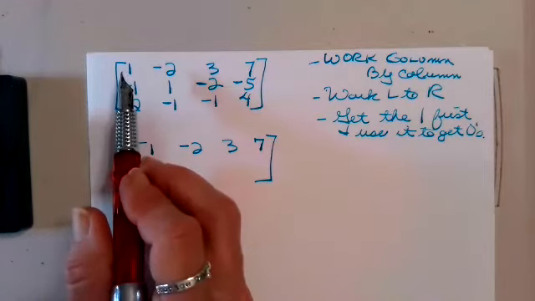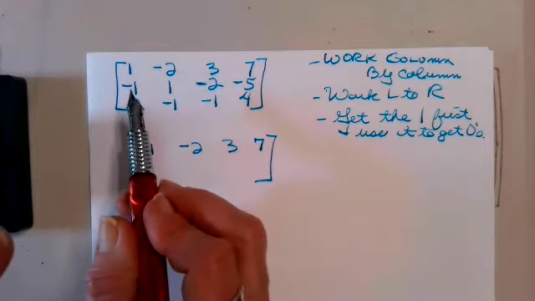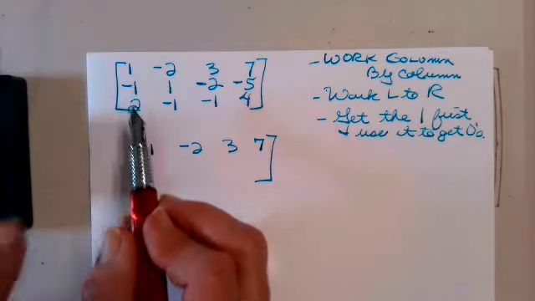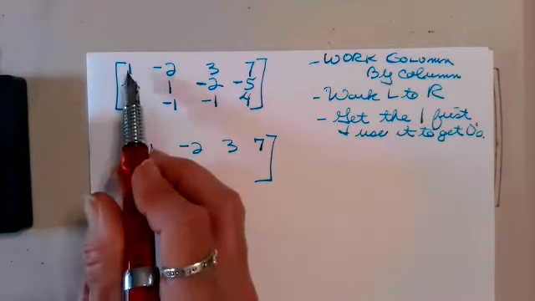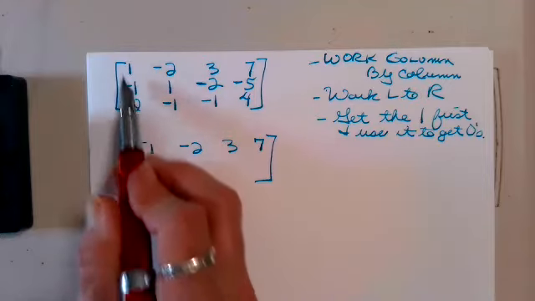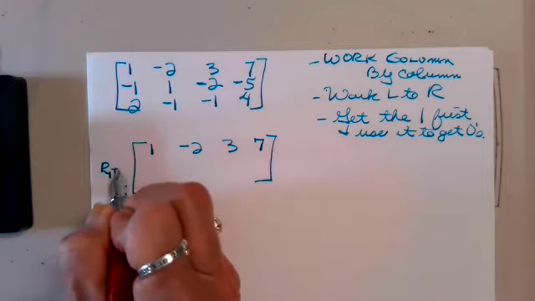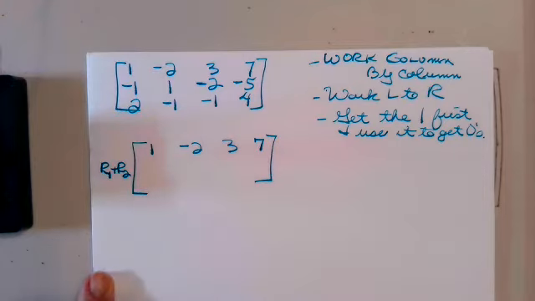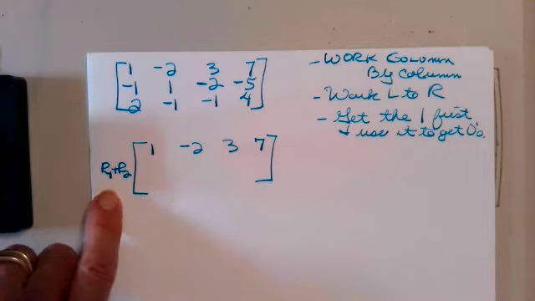I'm going to use row 1, multiply it by something, and add it to one of the other rows to make the 0. Well, to make a 0, if I added these first 2 rows, all I have to do is add row 1 and row 2. And the way I keep track of what I'm doing is I make notes to myself on the outside of what I'm doing.